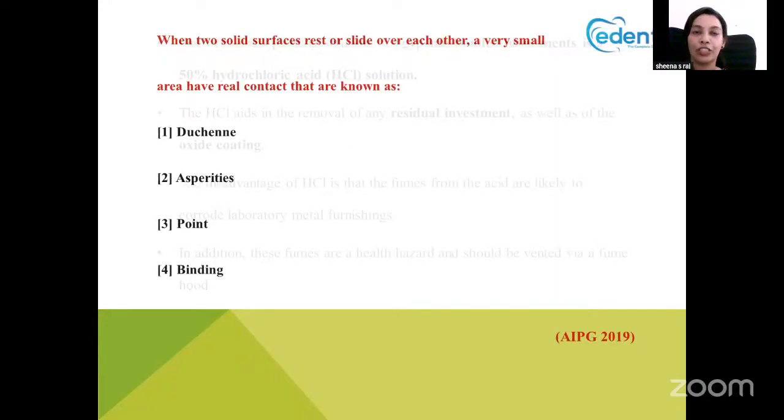Next important question: when two solid surfaces rest or slide over each other, a very small area has real contact, which is known as. These terms are not much used in our day-to-day practice or during our theory preparation. We know that whenever two solid surfaces slide or rest over each other, it is called wear. Wear can be good or bad. Wear is bad especially when two teeth contact each other, and wear is good especially when we do polishing and finishing.